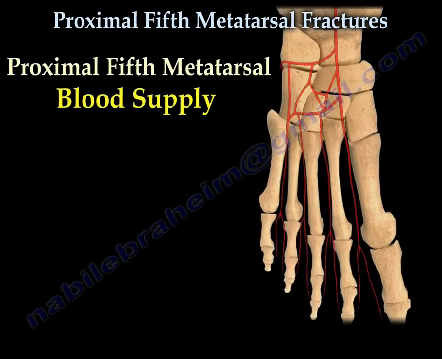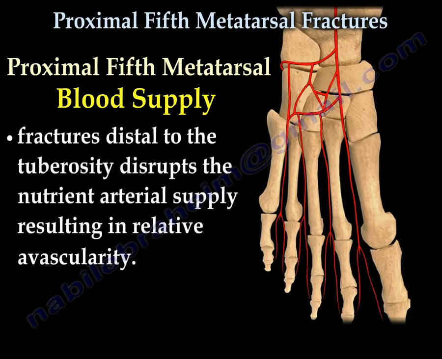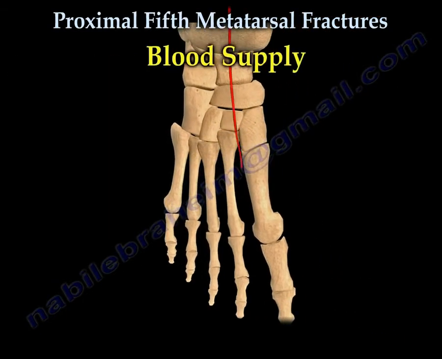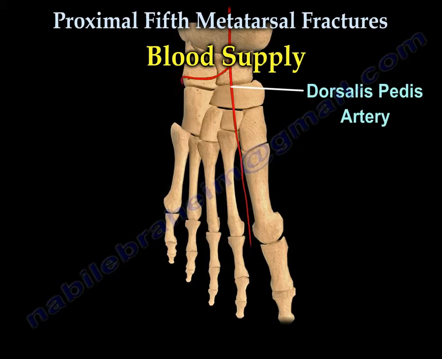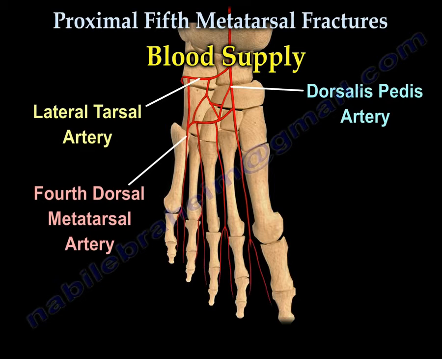Proximal fifth metatarsal blood supply. Multiple metaphyseal arteries. Nutrient artery with intramedullary branches provide retrograde blood flow to proximal fifth metatarsal. Fractures distal to the tuberosity disrupt the nutrient arterial supply, resulting in relative avascularity. Here you can see the blood supply.